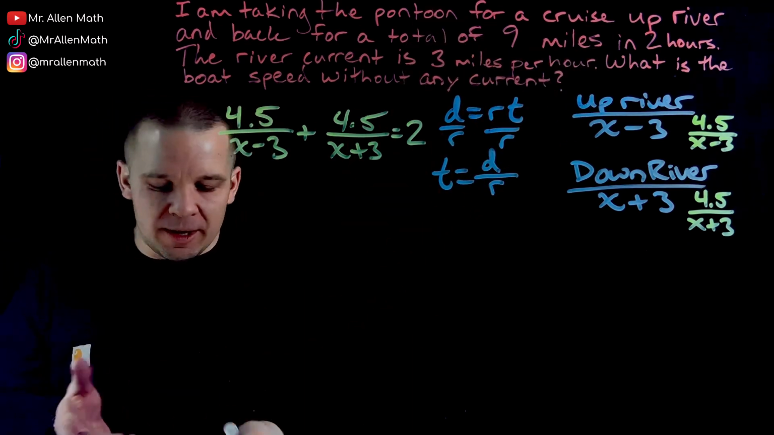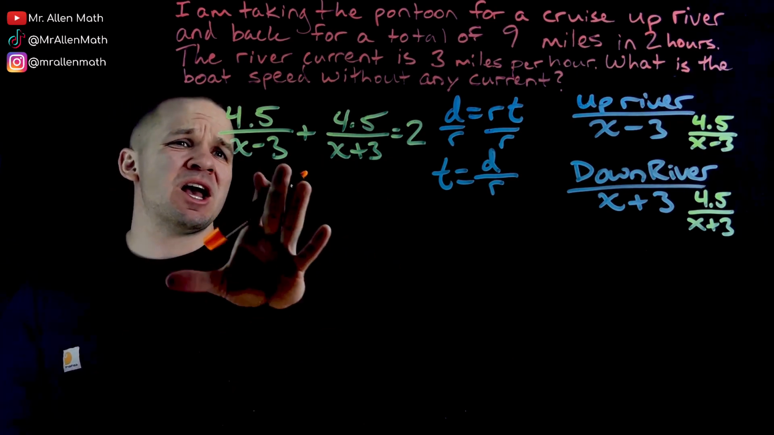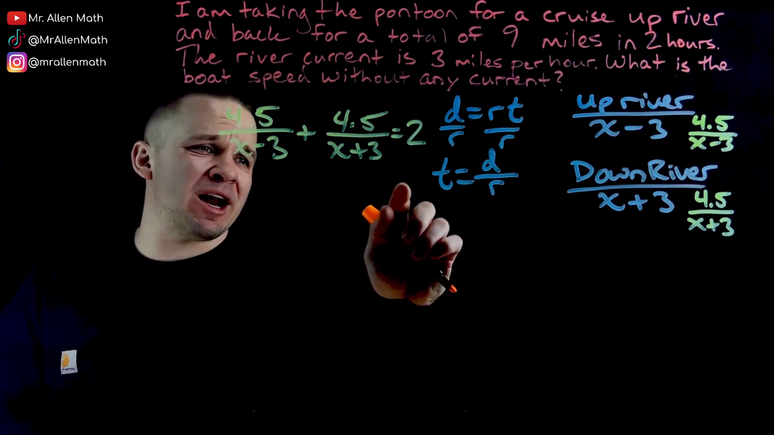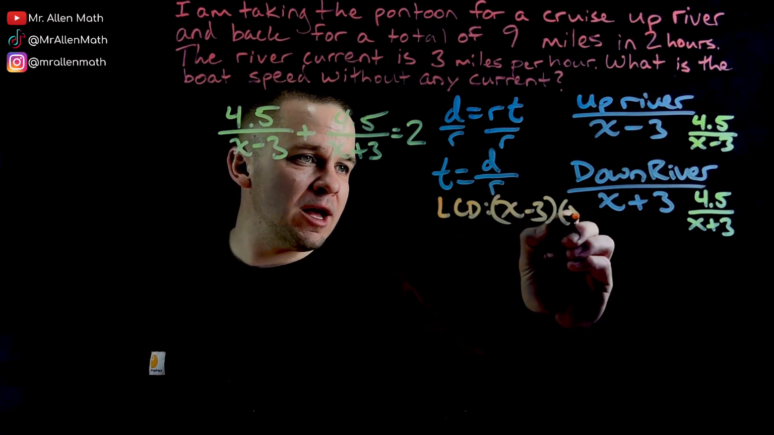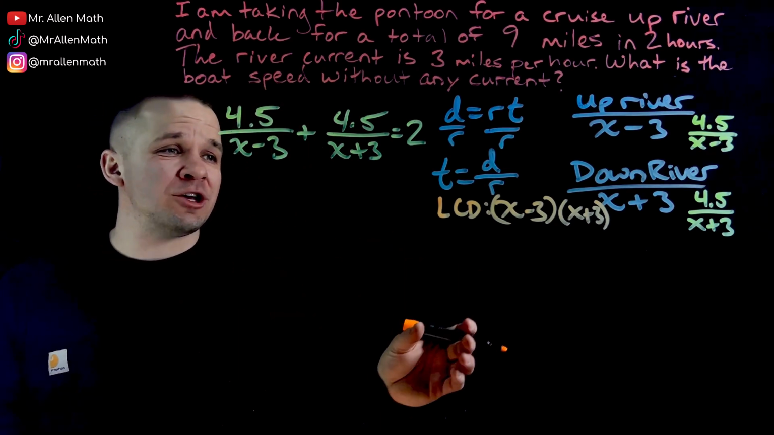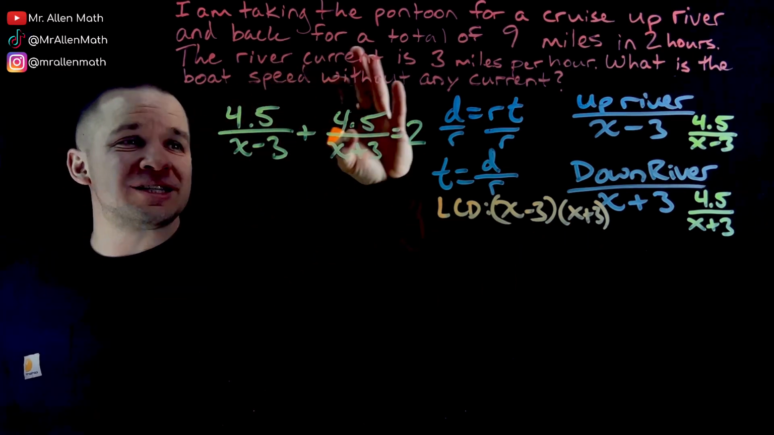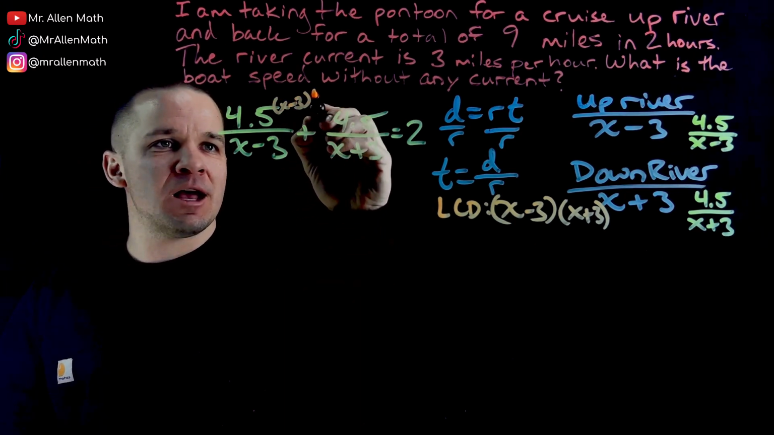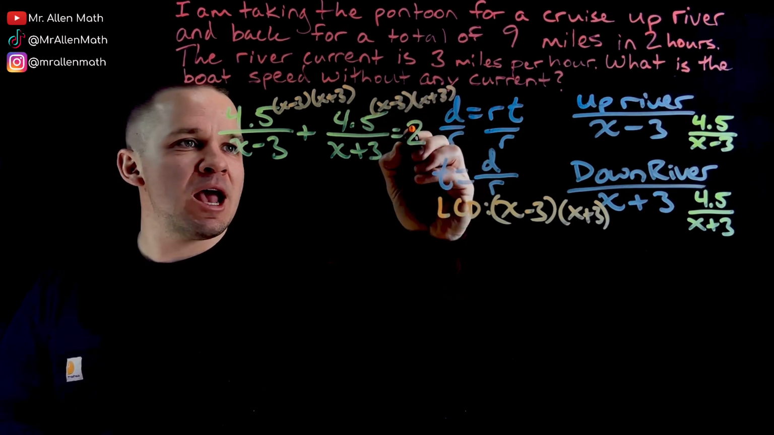Okay. So how do we go about solving something like this? Well, I need to find my LCD of this wonderful rational equation. I've got x minus 3, I've got x plus 3. So my LCD is going to be x minus 3 times x plus 3. And my preferred way of solving rational equations is to multiply both sides by this LCD, which means each term gets multiplied by x minus 3, x plus 3, and same with this one right here.